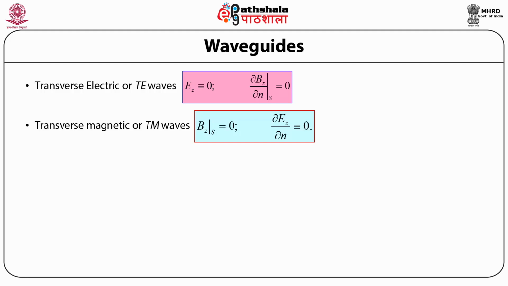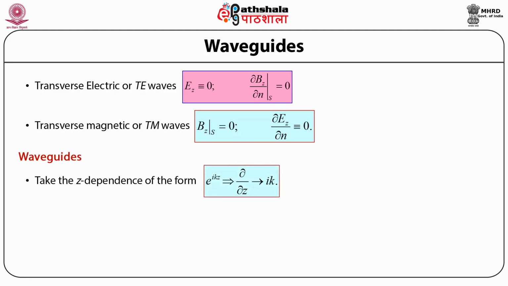Now let us look at the waveguides. So let us take the Z dependence of the form e to the power iota times k times z. Then del by del z can then be represented or replaced by iota times k.